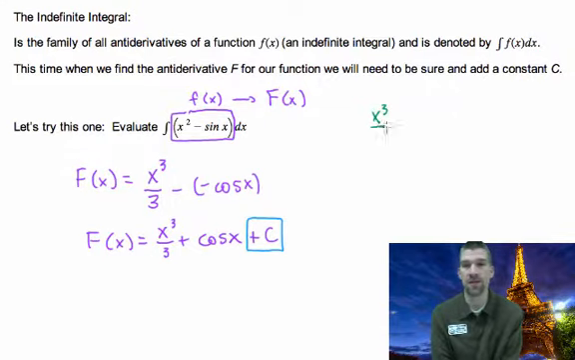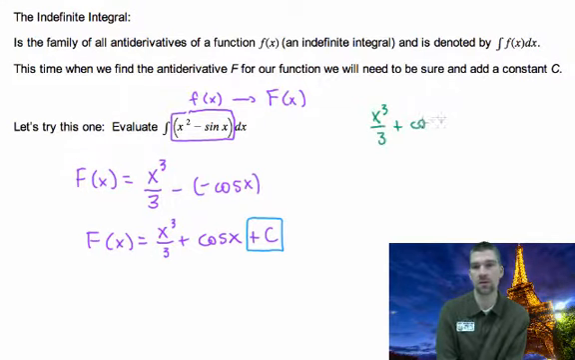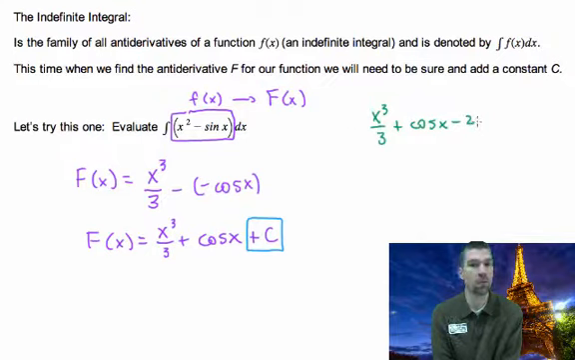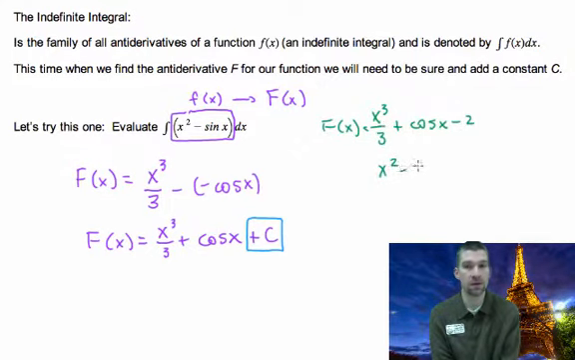For example, if I take x cubed over 3 plus cosine x minus 2, and remember this is my capital F of x, if I take that and find the derivative, what I'm going to end up with is x squared minus sine x. The derivative of negative 2 is 0.